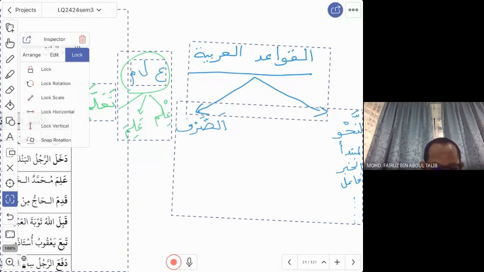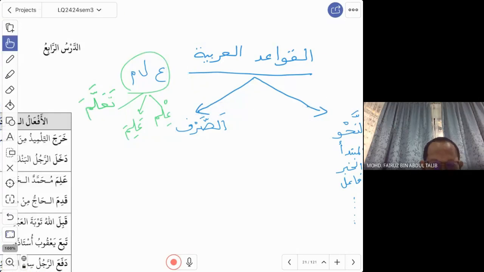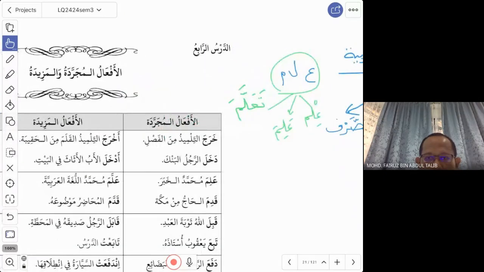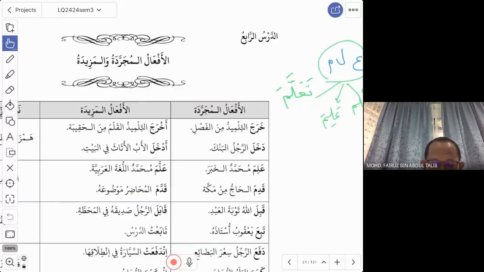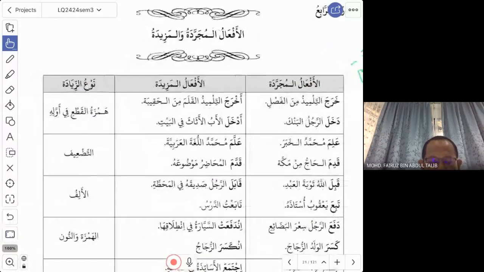Now let us look at the topic. Lesson four, al-af'al al-mujarrada wal-mazida. This is about the fi'l, the verbs. Of course in grammar you have learned fi'l madi, past tense, fi'l mudari', present tense, fi'l amr, imperative.